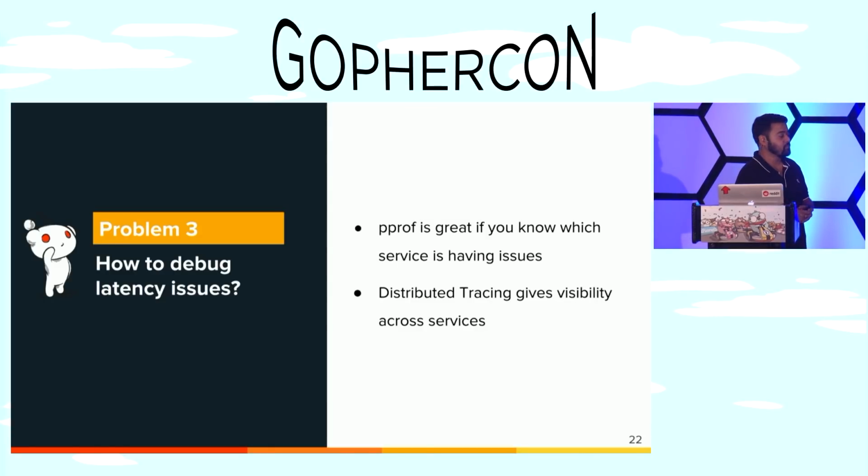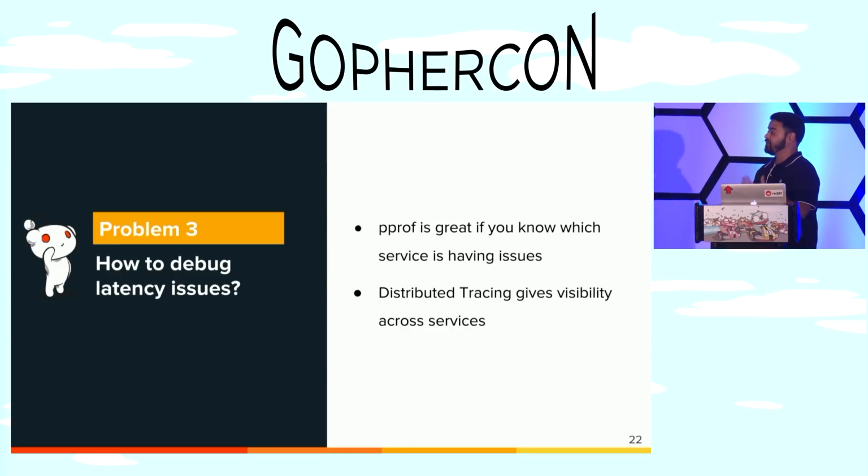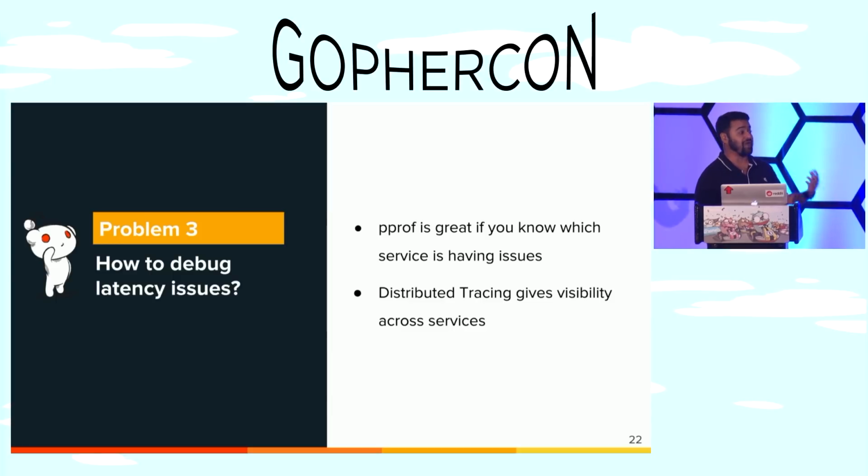Problem 3. Once we started running things in production, getting traffic and scaling it up, we started seeing slowness. We had a few services that were talking to each other, network glitches happen, we were deploying things very rapidly, so bad deploys could slow things down. So how do we debug slowness? How do we debug latency issues?